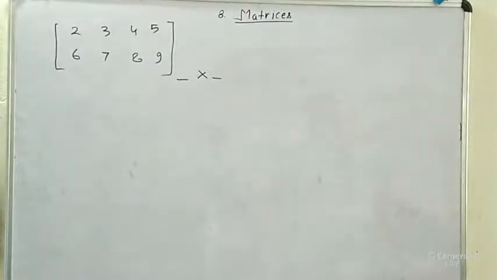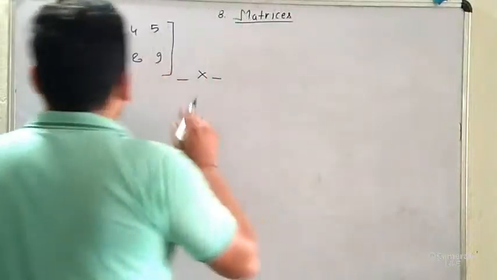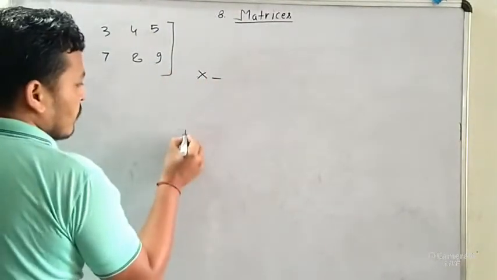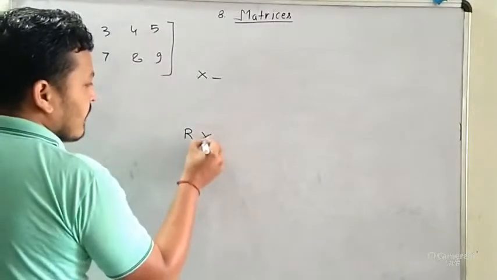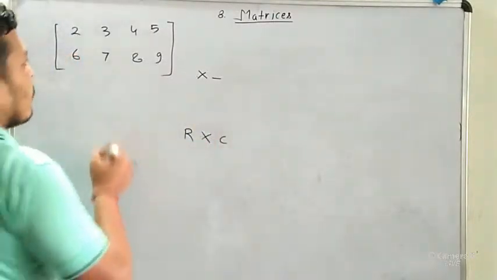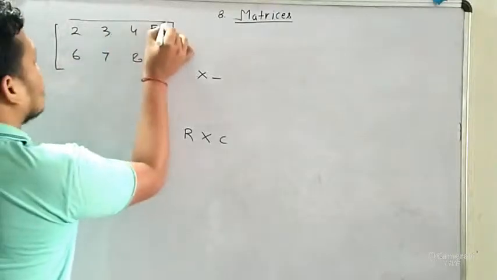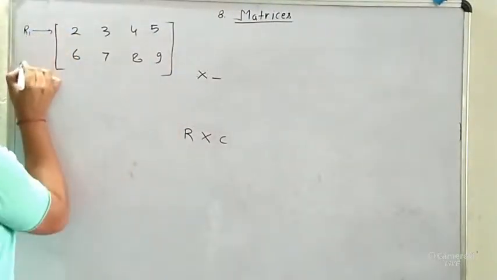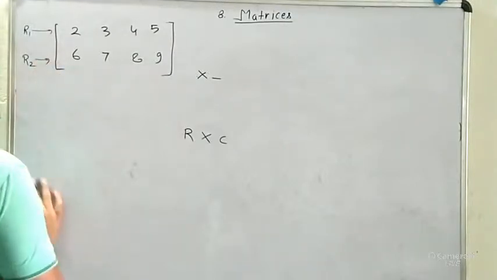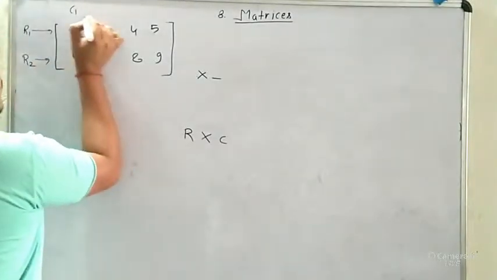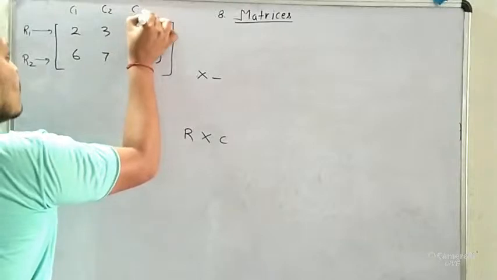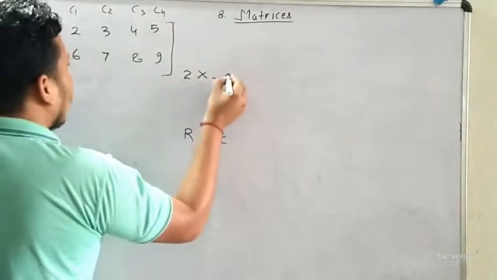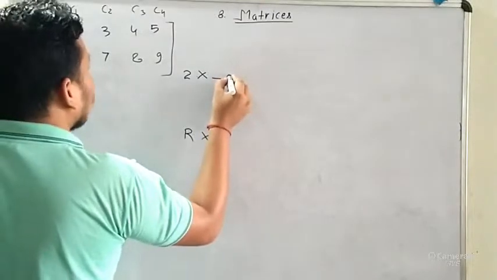2 into 4. Okay, very good. So many answers are coming here. I told you, first row will come, then after that column will come. What is the number of rows? This is our first row and this is our second row. Next, number of columns: first column, second column, third column and fourth column. So the number of rows is 2 and the number of columns is 4.